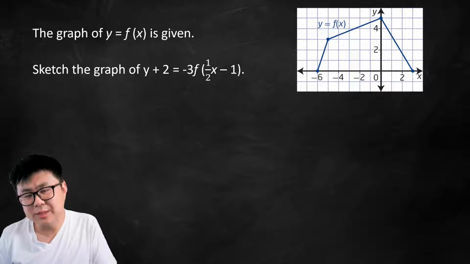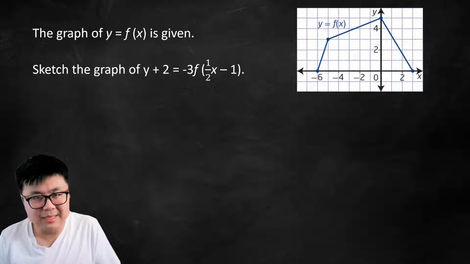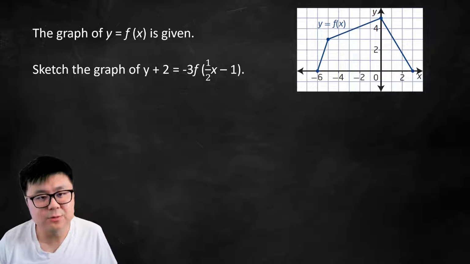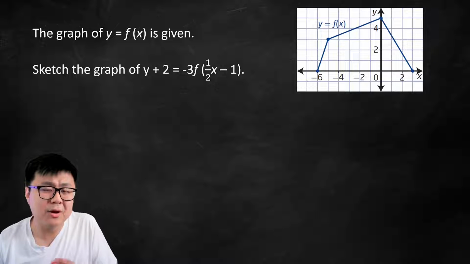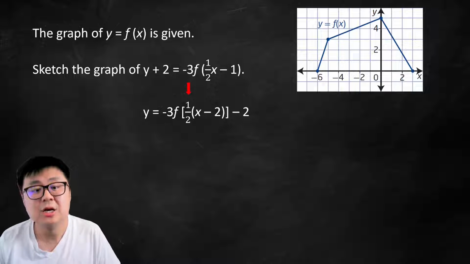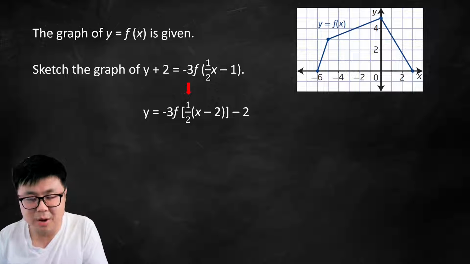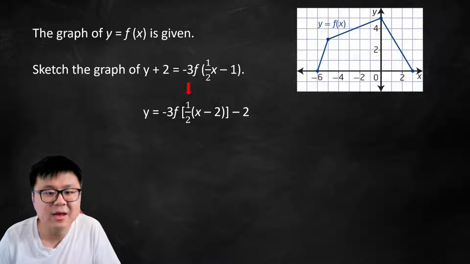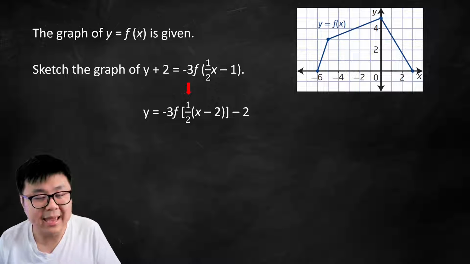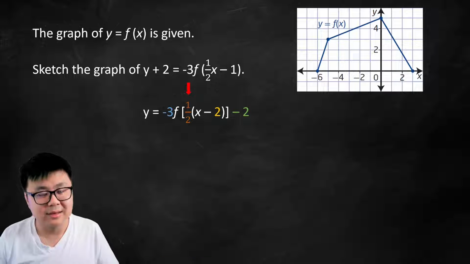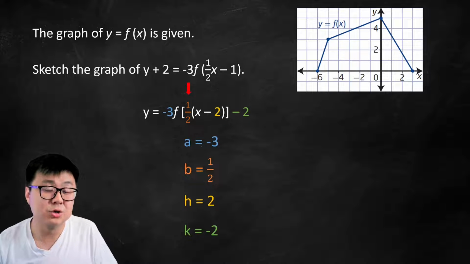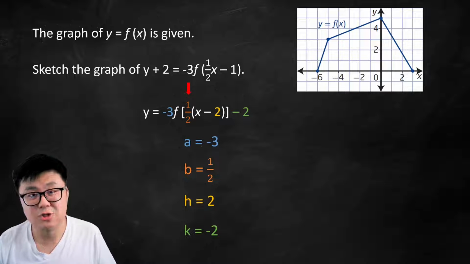Well, when we see this, we really need to know what our a, b, h, and k's are, but in this form, we can't. So we've got to clean it up. First, we want to move the 2 to the other side. Then we want to make sure there's nothing in front of the x, otherwise I can't trust the minus 1 as my h. So once I've moved everything to their proper places and factored out the half, you should have something that looks like this. And at this point, we would know what my a, b, h, and k are. The negative 3 in the front should be my a value, the half should be my b, the 2 should be my h, and the negative 2 should be my k.